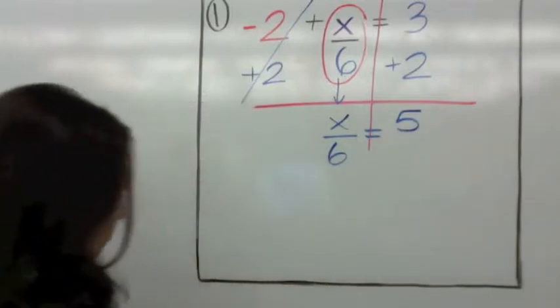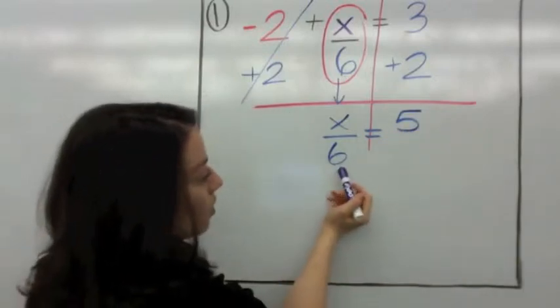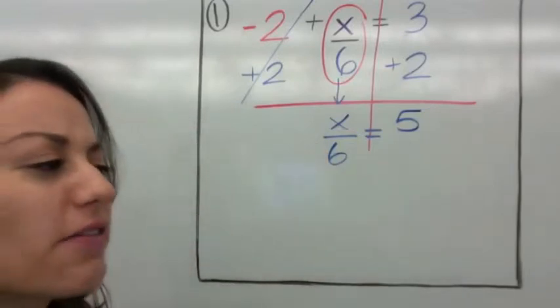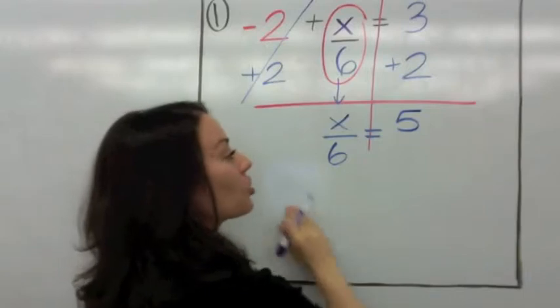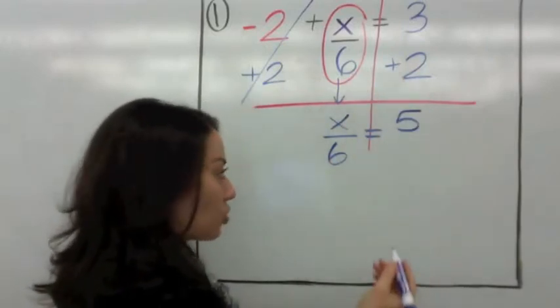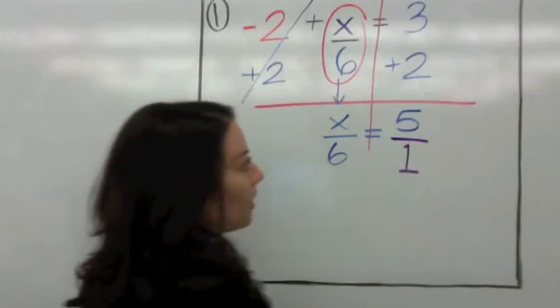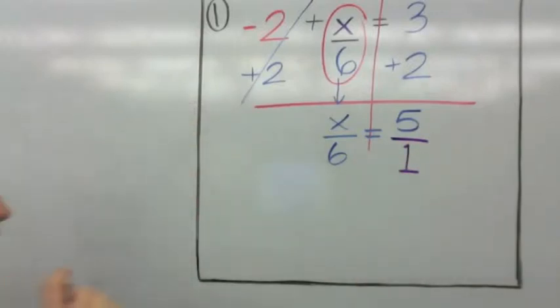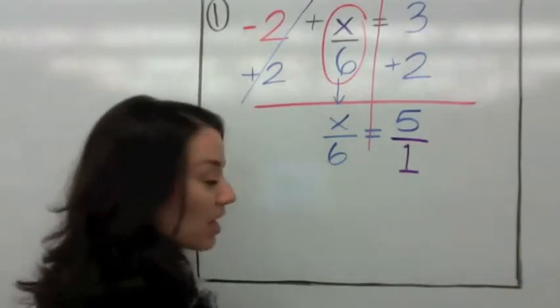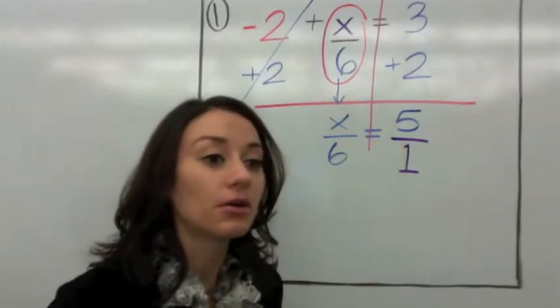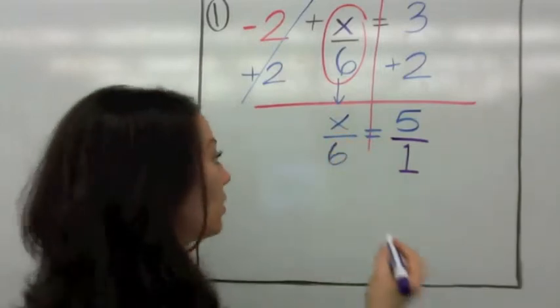Here we go. So remember, you have x divided by 6 equals 5. If you have a fraction on the left, you need to make a fraction on the right. How do you make 5 a fraction? You put the number 1 under it. Now that you have 2 equal fractions, you can cross multiply. So we're going to cross multiply.